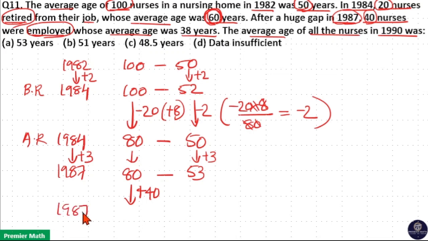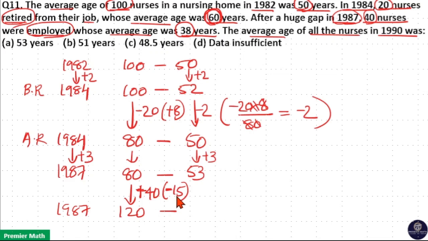Now, after joining 40 people in 1987, employees become 80 plus 40, 120. And average of these 120 people will become 53 plus the difference in average. Here we need to find out the difference in average. Here 40 people have joined and their average age was 38 years. But here the previous average was 53. So 38 is 15 less than 53. So, there is a minus 15 change here.